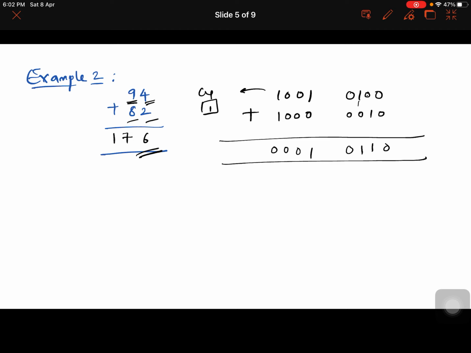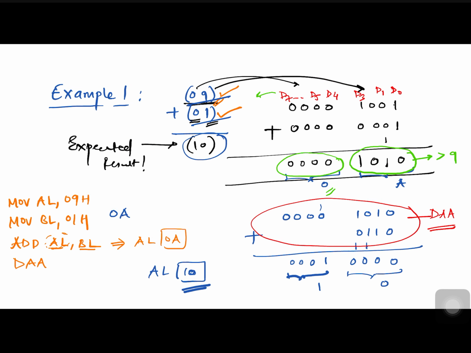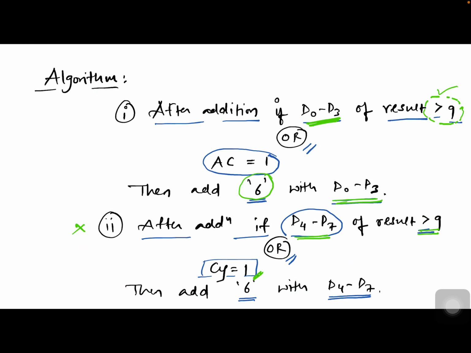Okay, now let me check whether my D0 to D3 is greater than 9. Check it out. D0 to D3 is not greater than 9. Also, there is no auxiliary carry flag generated, right? So this is what my first step says. After addition, you have to check D0 to D3 whether it is greater than 9, or you have to check auxiliary carry is 1. So neither it is greater than 9 nor my auxiliary carry flag is set to 1. Let me check the second criteria.